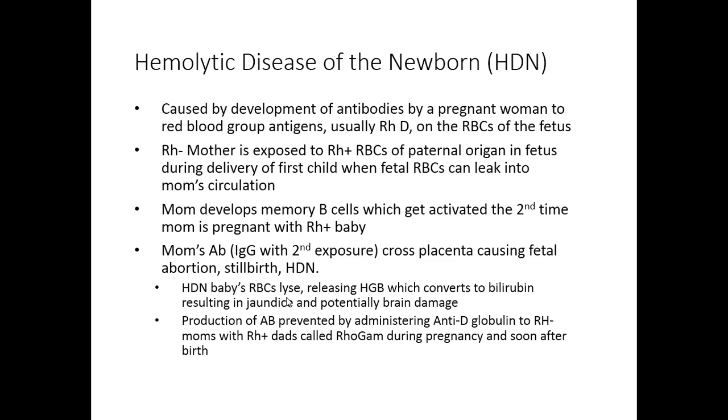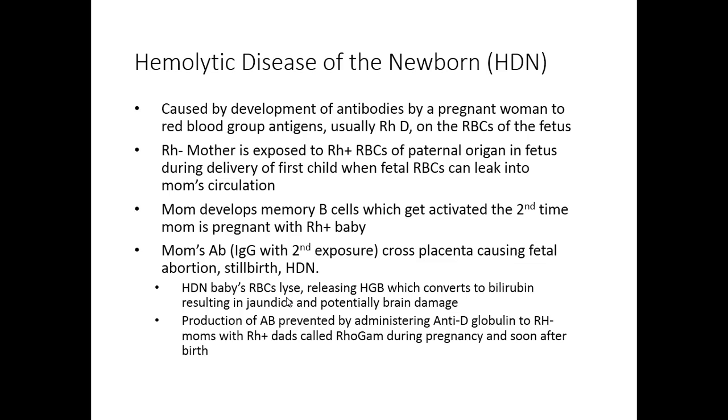How do we get around this? It's actually quite simple. If a mother who is Rh negative is pregnant with an Rh positive baby, they can give her something called RhoGAM. It's an anti-D immunoglobulin, or an anti-Rh immunoglobulin, and it binds on to the D antigen so that the mother can't produce any antibody to it.